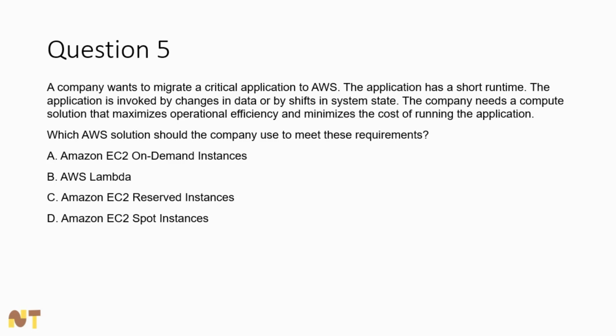Options are AWS EC2 on-demand instances, AWS Lambda, Amazon EC2 reserved instances, and Amazon EC2 spot instances. Now, if you read the question carefully, based on the requirements of the application having a short runtime, being invoked by changes in the data or system state, and the need to maximize operational efficiency and minimize cost, AWS Lambda is a suitable solution.